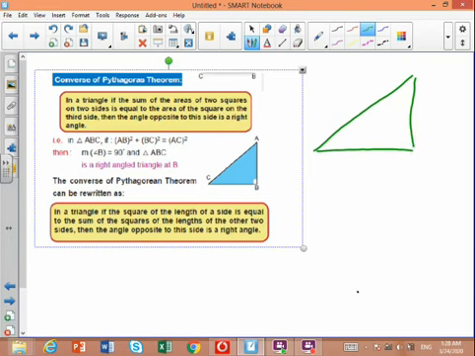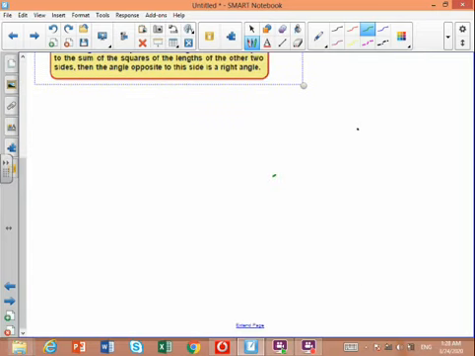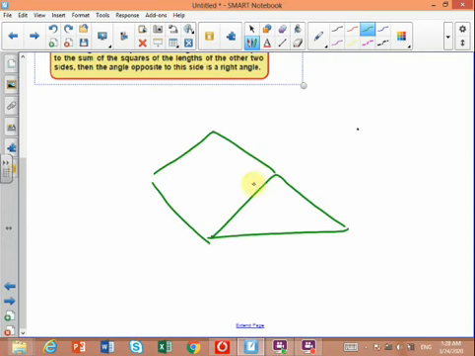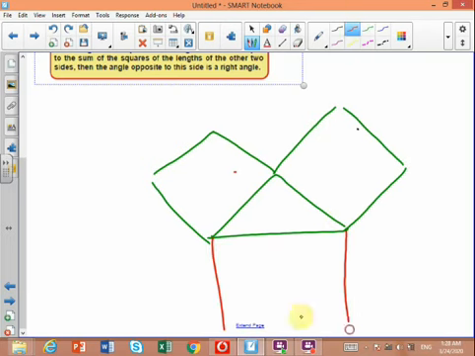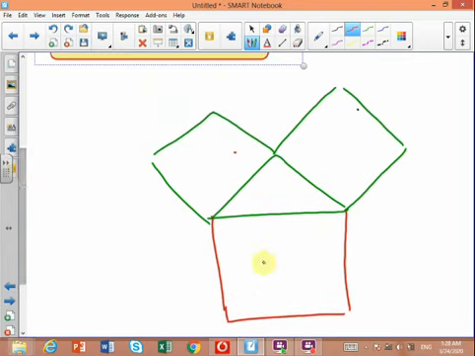So the converse says that in a triangle, if the sum of the areas of the two squares drawn on any two sides of the triangle equals the area of the square drawn on the third side, then this angle is right.